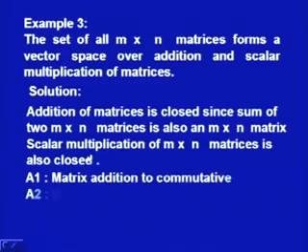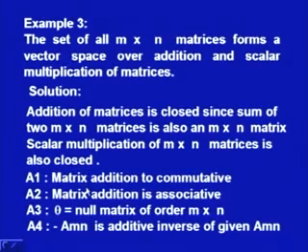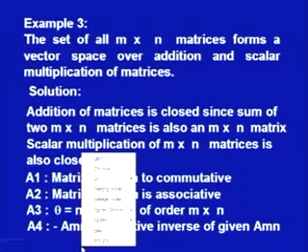Then come other properties, but these have already been established: matrix addition is commutative, and matrix addition is associative. One can say that theta, or the null matrix of order m by n, is the additive identity. Now, the next is the additive inverse. For a given m by n matrix A, the additive inverse is minus A. This always belongs to the given set of m by n matrices. So, this is also defined.